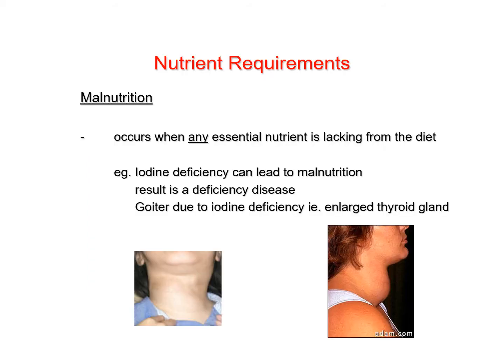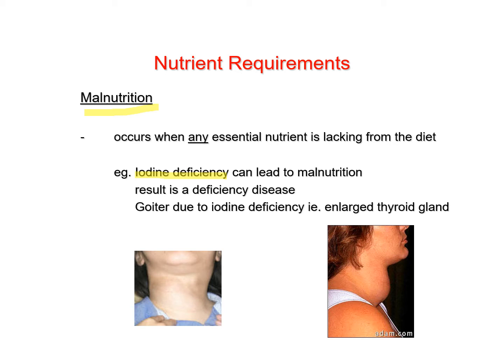I think we can move on from here. Now, if a nutrient is required in the diet and you're not getting it in your diet, that can lead to malnutrition. So any essential nutrient lacking from the diet can lead to malnutrition, even if it's just that one micronutrient element. It can lead to a deficiency. For example, and this used to be actually quite common in populations that lived further away from the ocean, iodine deficiency leads to a very characteristic type of malnutrition.